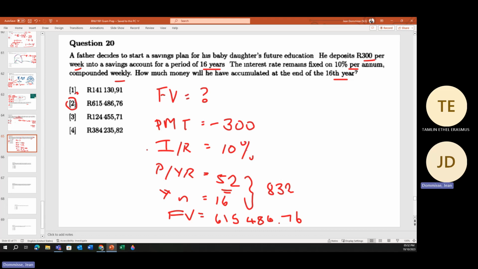So in this instance, very important, they said to us they do a payment per week, and also that it is compounded weekly. That is really the important part in this question, because unfortunately, if you kept it as 12 times like the default is, we would have had option one.